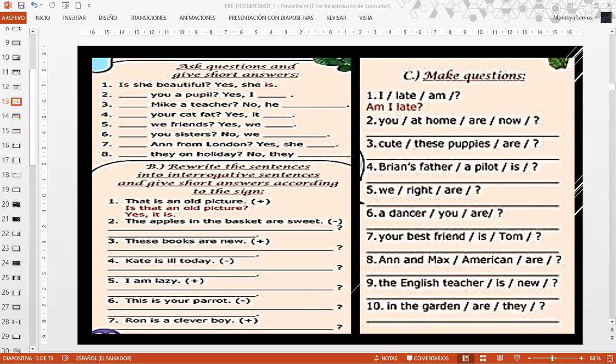So let's read it. It says, look at the names in the article. Do you know any people with these names? What are they like? Your name is very important. When you think of yourself, you probably think of your first name. It is an important part of your identity.